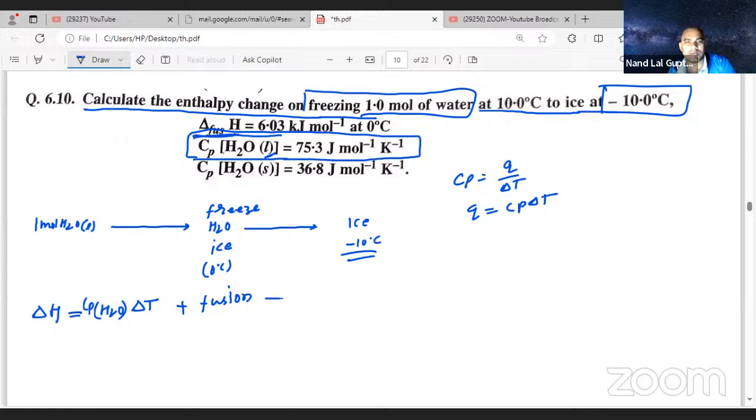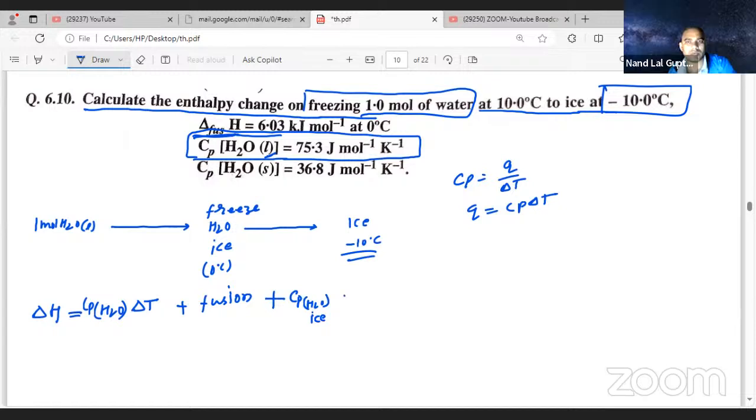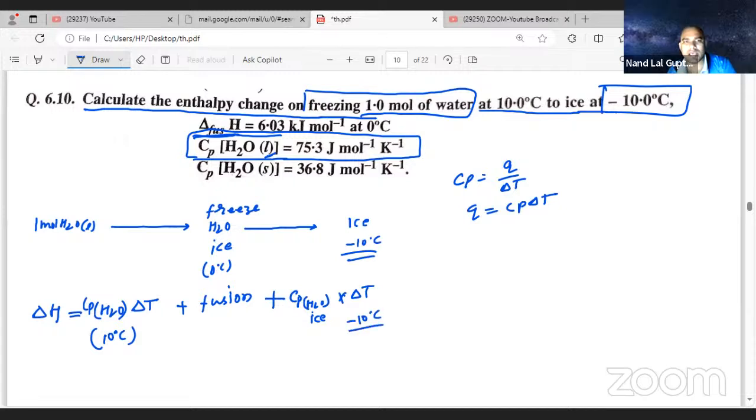Next one you are going to add is the heat capacity of ice, Cp of H2O. Sir, can you please explain this fusion to me once? This part is not clear to me. Here the temperature is 10 degrees C, and heat capacity here is, delta T is -10 degrees C. And in between what will be happening here?